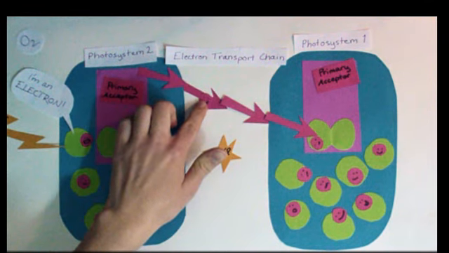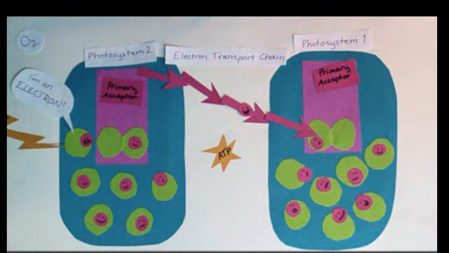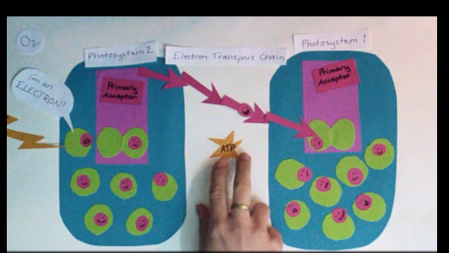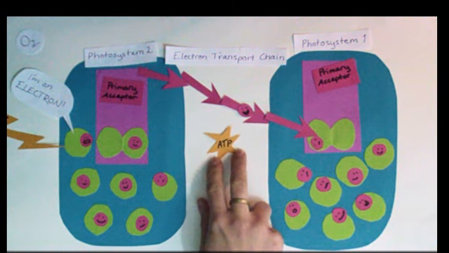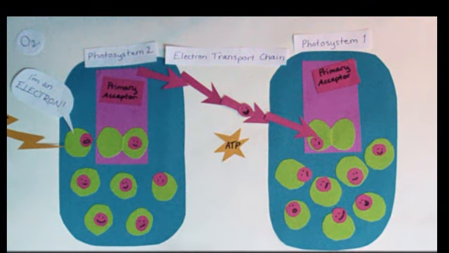You see, as this electron goes through the electron transport chain, he creates a proton gradient. And the proton gradient is what creates our adenosine triphosphate, our energy. And that right there is how the plant creates chemical energy out of light energy.